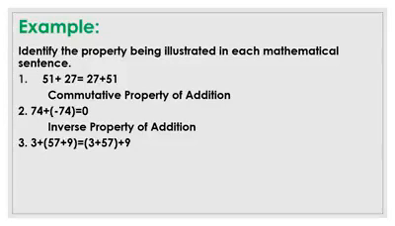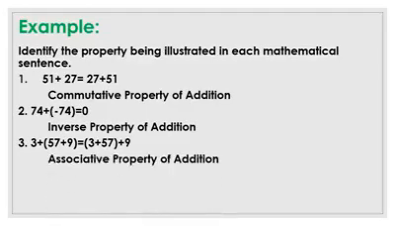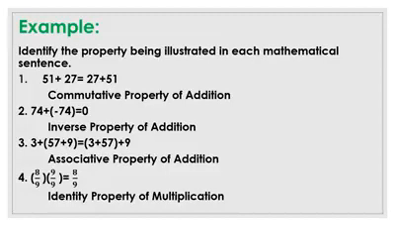Next, we have 3 plus the quantity of 57 plus 9 is equal to the quantity of 3 plus 57 plus 9. So we have the associative property of addition. Next, we have 8 over 9 times 9 over 9 is equal to 8 over 9. So the property being illustrated is the identity property of multiplication.